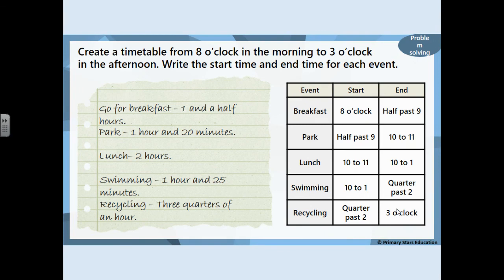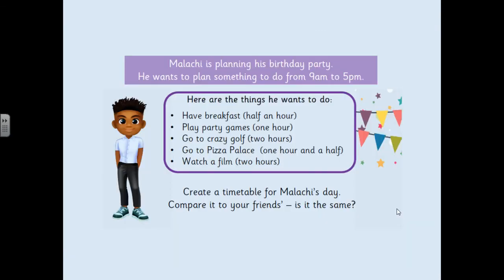Right, so what I would like you to do is, so Malachi is planning his birthday party. He wants to plan something to do from 9 a.m. to 5 p.m. Here are the things he wants to do. So have breakfast for half an hour, play party games for 1 hour, go to Crazy Golf for 2 hours, go to Pizza Palace for 1.5 hours, and watch a film for 2 hours. So what I would like you to do is create a timetable for Malachi's day.